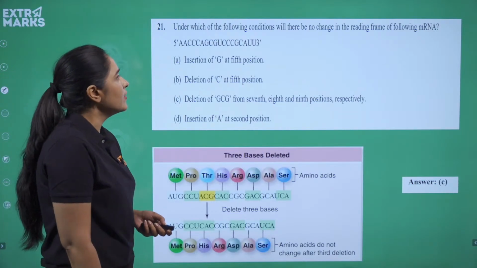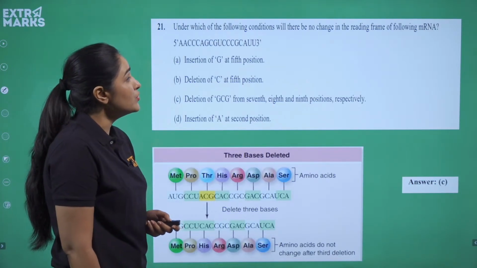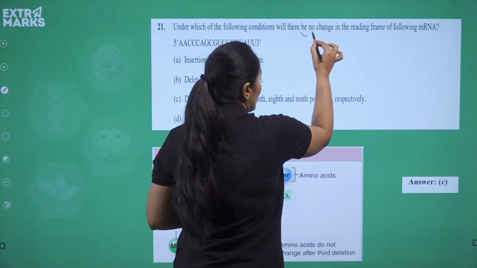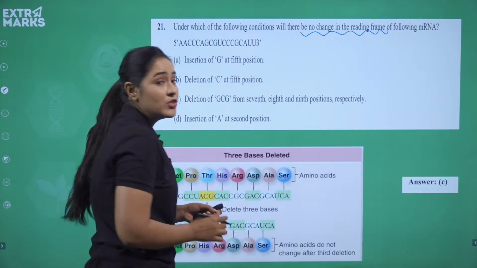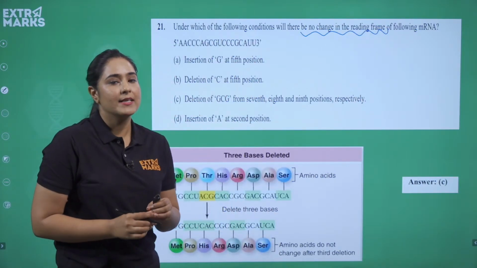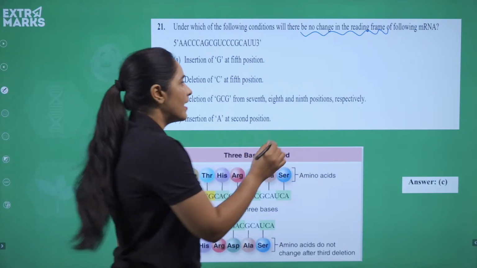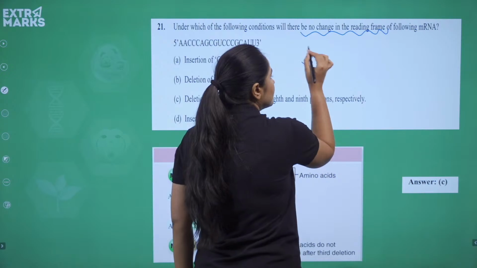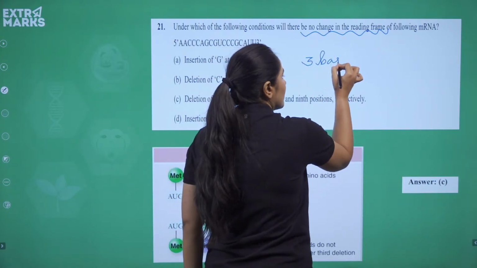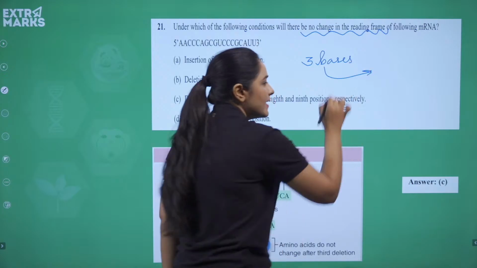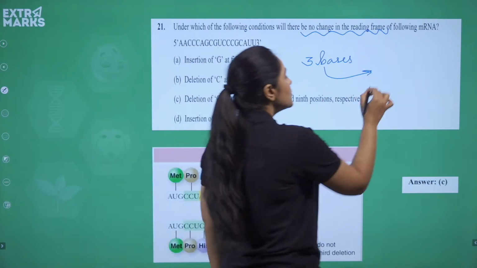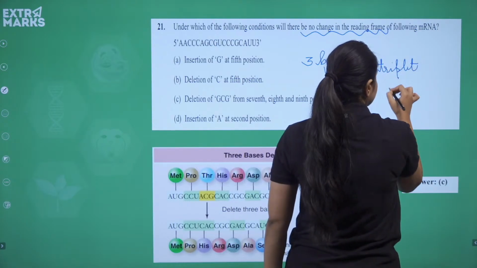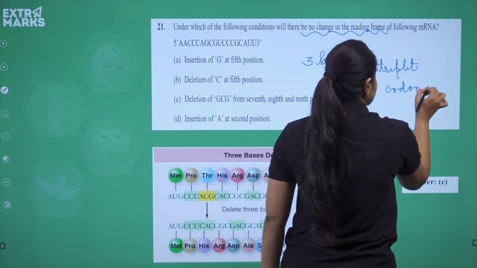Another question: under which of the following conditions will there be no change in the reading frame of the following mRNA? So we have to see when the reading frame will not change, and the basis for that is we have to see either we are having addition or deletion of 3 bases. Why? Because we are having our codon which is triplet in nature. Triplet codon.